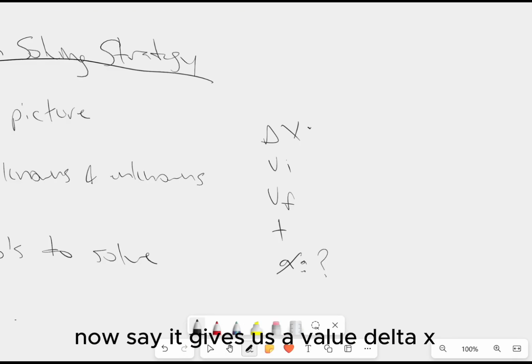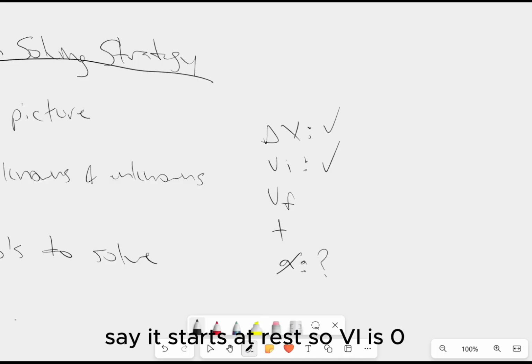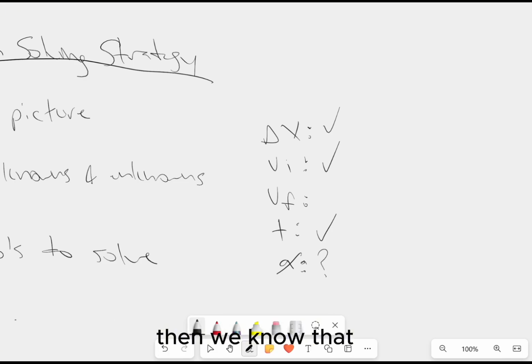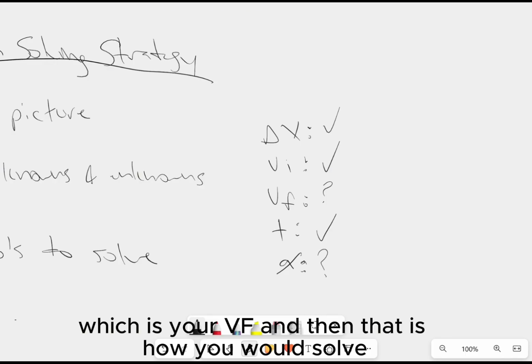Now, say it gives us a value of delta x, then we have a known. Say it gives us vi, say it starts at rest, so vi is 0. And then say it gives us how long this procedure takes. Perfect. So then we know that what we're solving for is our other unknown, which is your vf. And then that is how you would solve.